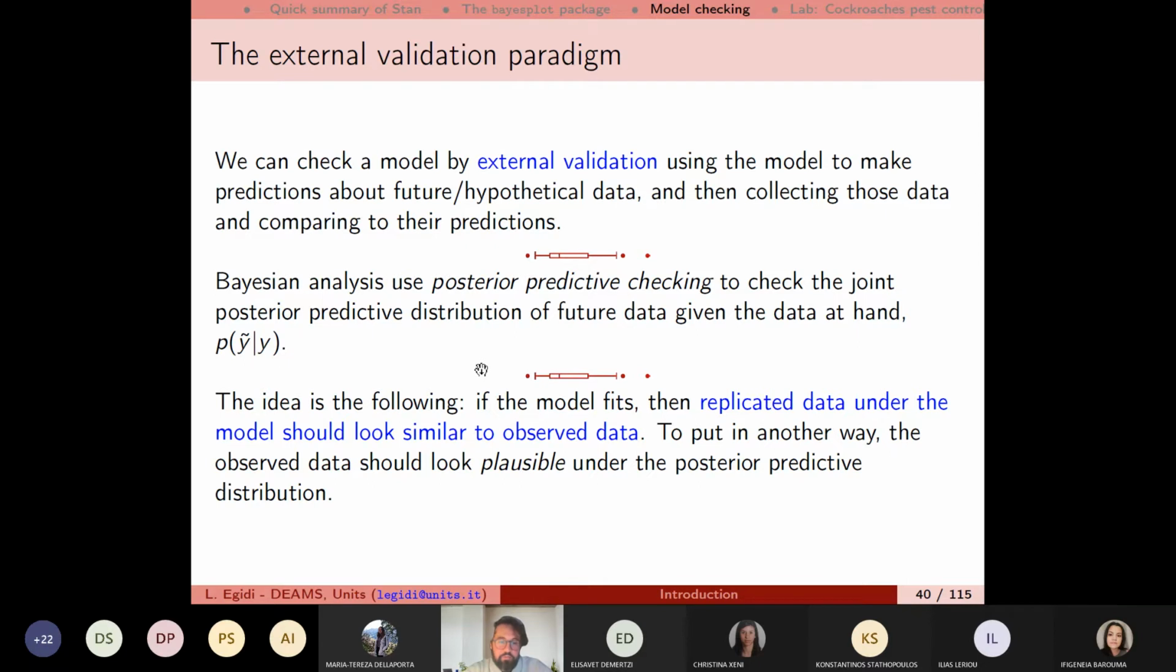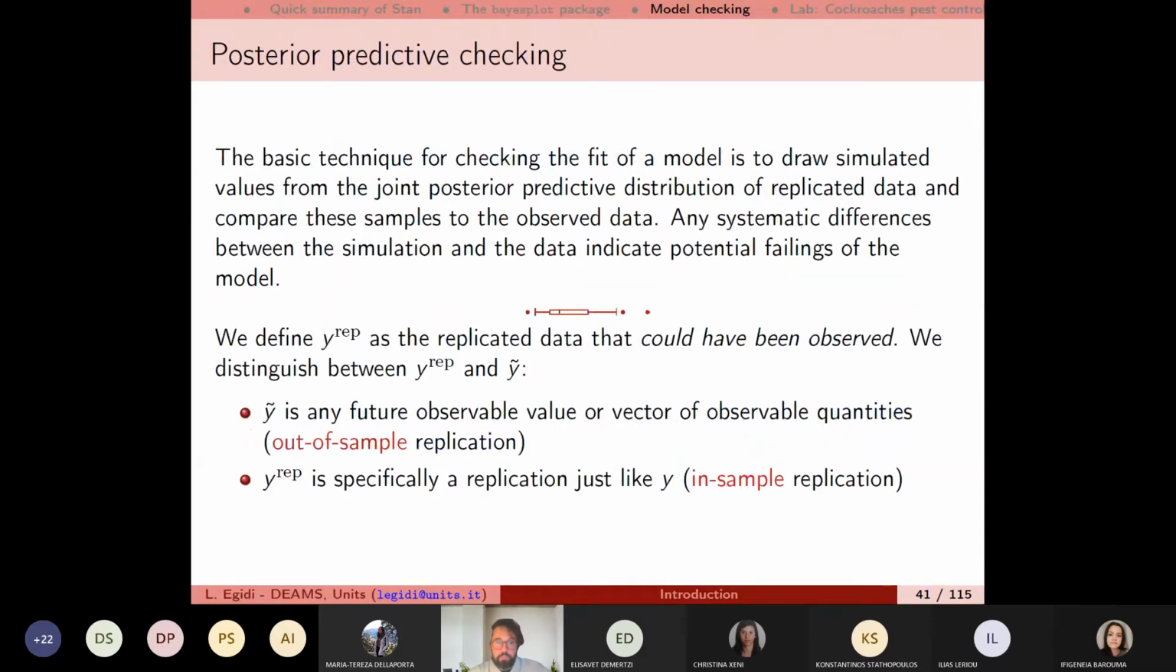So the idea basically is the following. If the model fits the data well, the replicated data under the model should look very similar to the observed data. To put it another way, the observed data should look plausible under the posterior predictive distribution. So we should, in some sense, draw simulated values from the joint posterior predictive distribution of replicated data and compare this sample to the observed data.